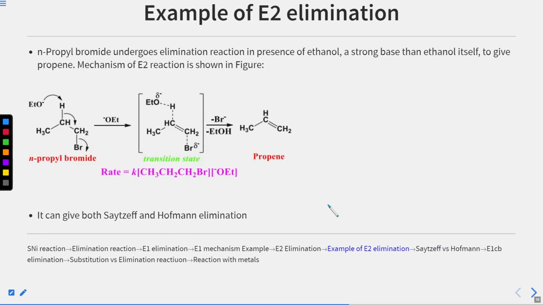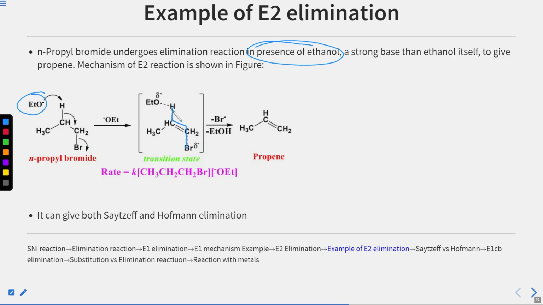Now we'll see the mechanism. So here is our mechanism. This is n-propyl bromide, a normal bromide, and the bromine is at the end position, and the reaction occurs in the presence of ethoxide. We have taken EtO minus, a very strong base, and it gives propene. The mechanism of E2 elimination is shown here. Since we have used a strong base, it will go by E2 elimination. Now, what is this anti-periplanar structure? You can see that this kind of configuration should be there.